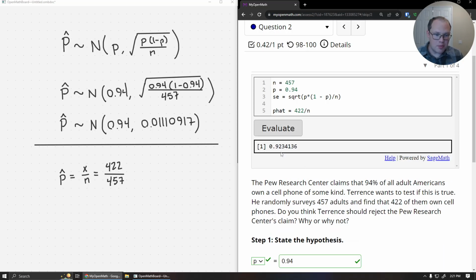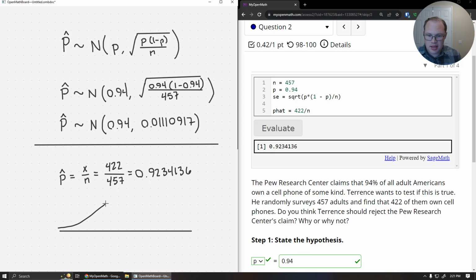So our sample proportion is 0.9234136. Since this is less than the mean of our sampling distribution, which is 0.94, we want the probability that we get something as bad as our sample proportion, or something even worse, if we were to randomly select a sample.